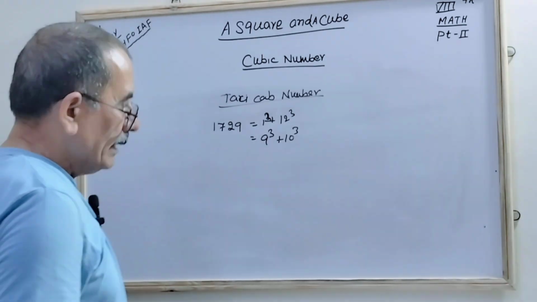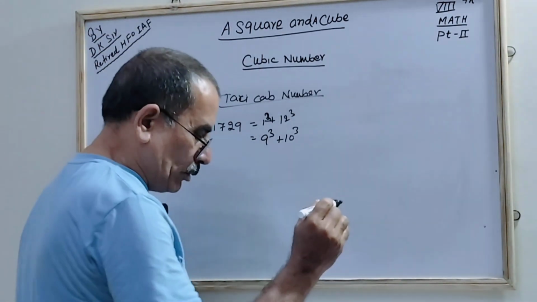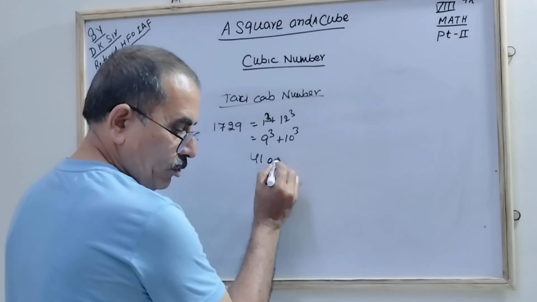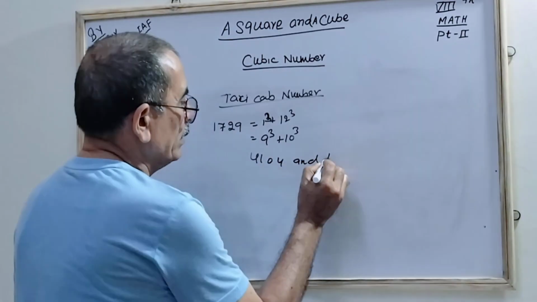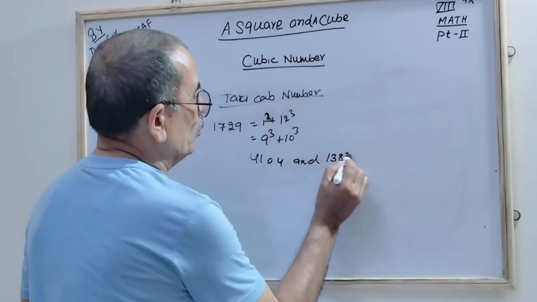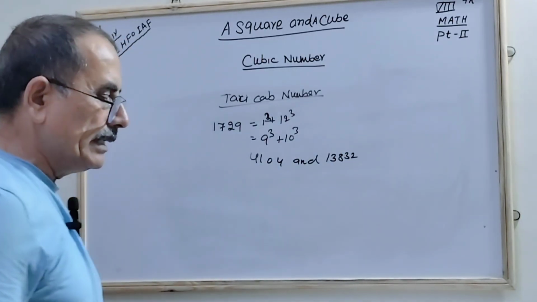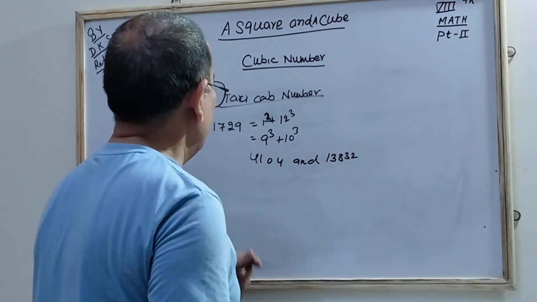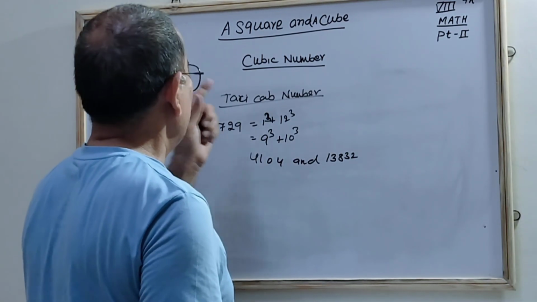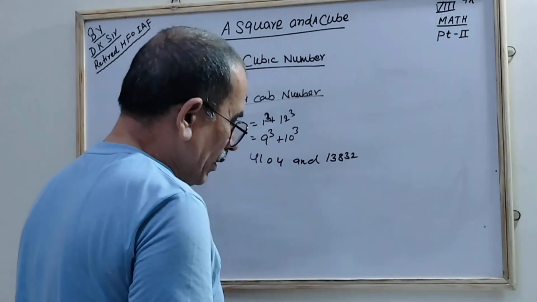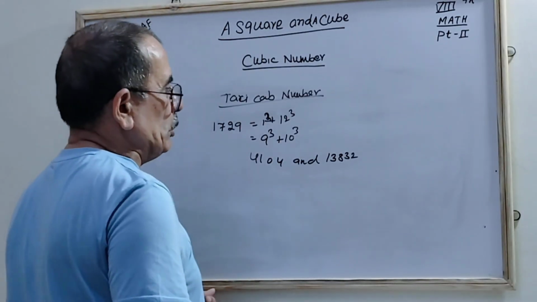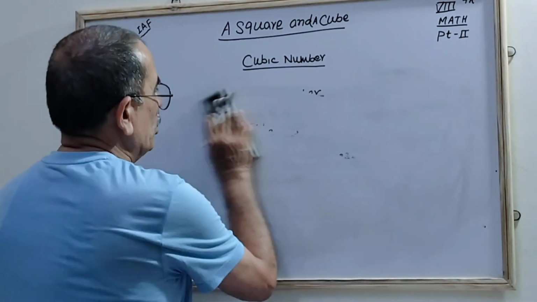They have given the other two numbers also, 4104 and 13832, correct? This was all the taxi cab. Since the cab number was 1729, it has been given the name taxi cab number, or sometimes the Ramanujan-Hardy number also, correct? This is all about that.